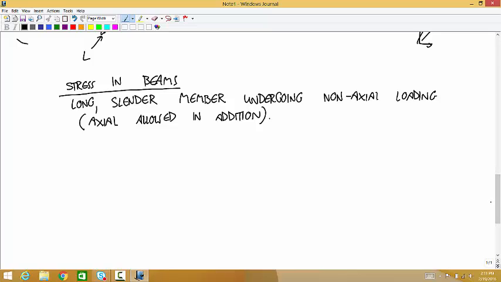The stresses that are developed in beams depend on 4 types of internal loads.